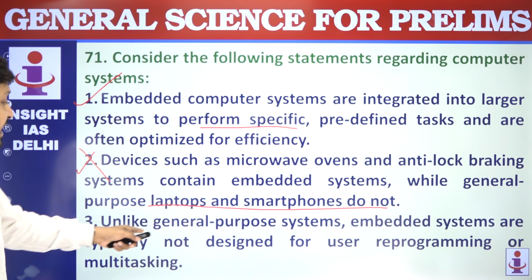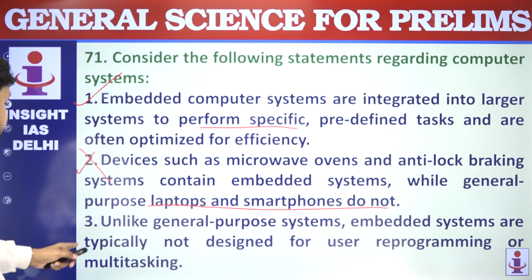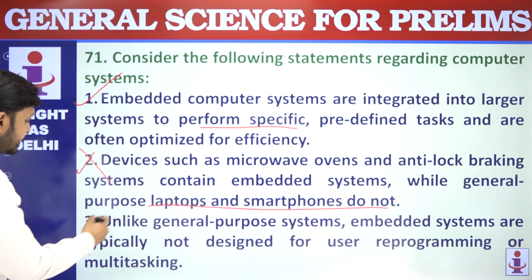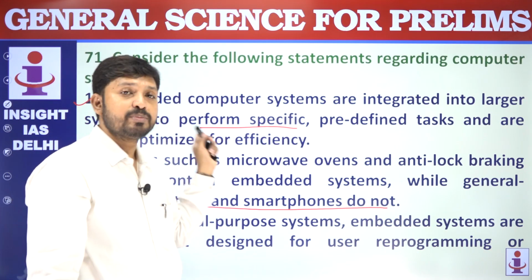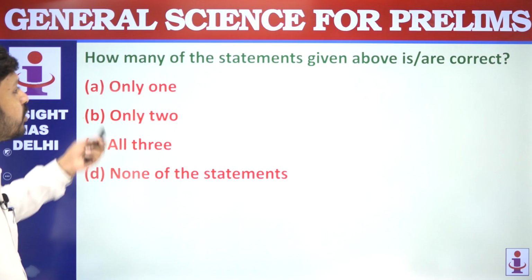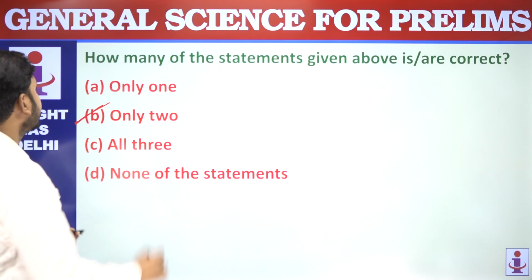So unlike general purpose systems, embedded systems are typically not designed for user reprogramming or multitasking. Yes, this is right, because they are used for only some specific purposes. So 1 and 3 are right and the second statement is wrong. So only 2 statements are right.